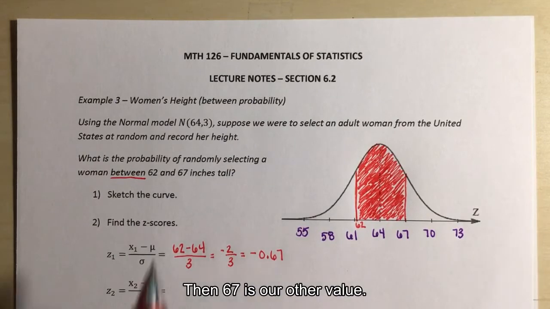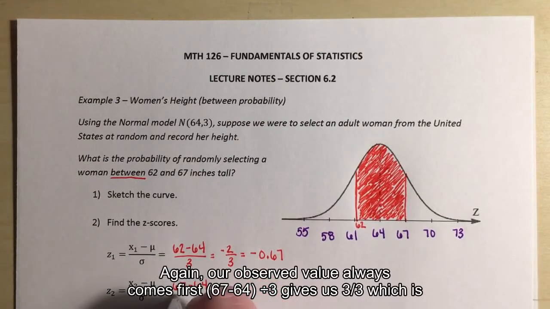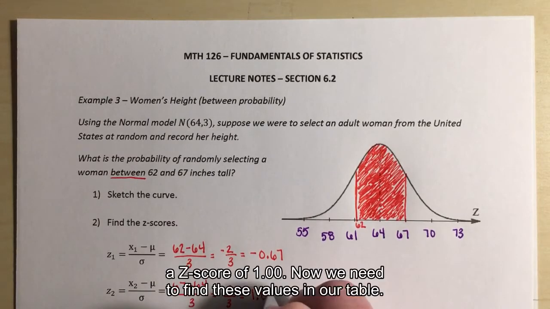Then 67 is our other value. Again, our observed value always comes first. 67 minus 64 divided by 3 gives us 3 over 3, which is a z-score of 1.00.